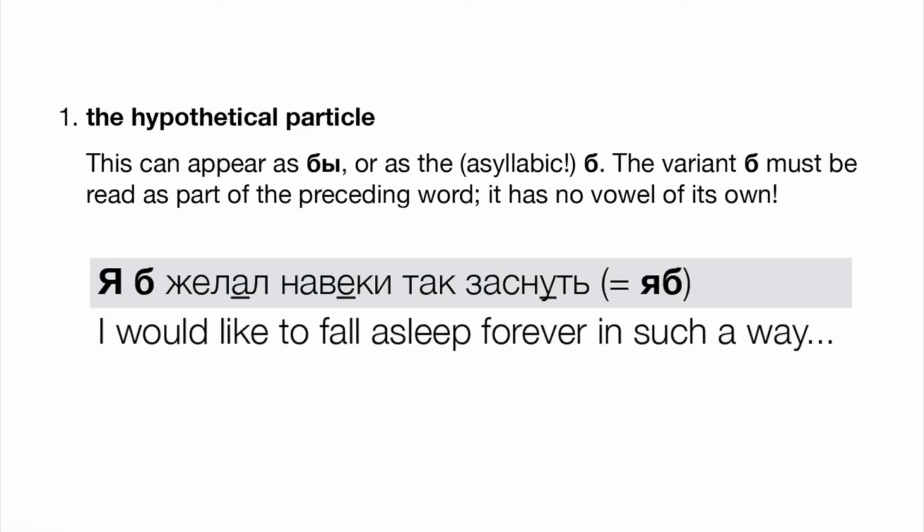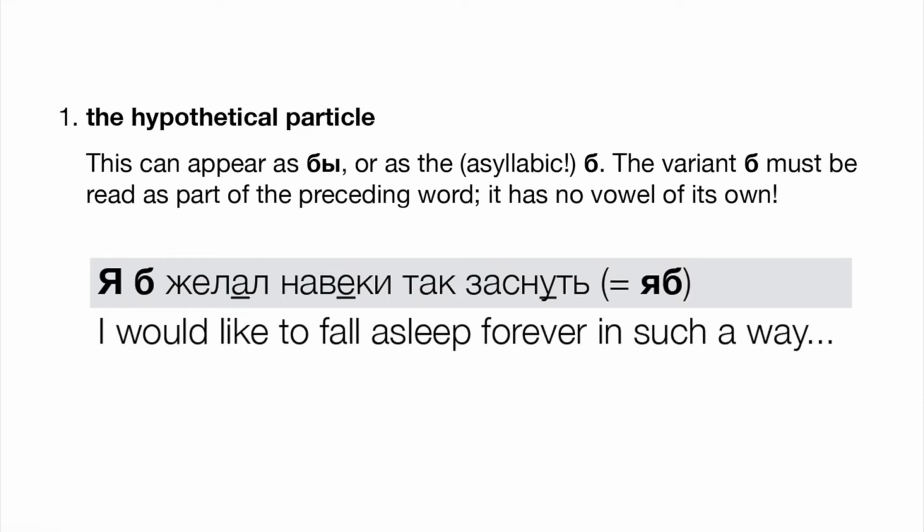And so in Russian, we almost always follow this principle: there's one syllable per vowel. Every vowel in a given word will constitute a syllable. So бы is one syllable and is indeed syllabic. Now it has an asyllabic or non-syllabic variant, simply б.